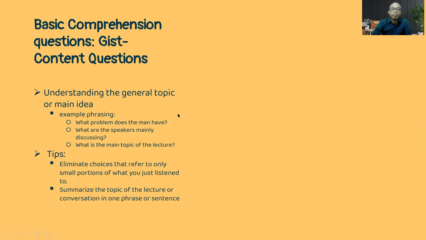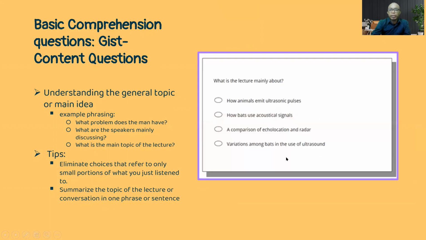This type of question will test your ability to understand the general topic or main idea from the listening. Here's an example of the question. What is the lecture mainly about? So you see, it's asking about the main idea, and that is an example of the phrasing. Besides that, it is usually also phrased this way.